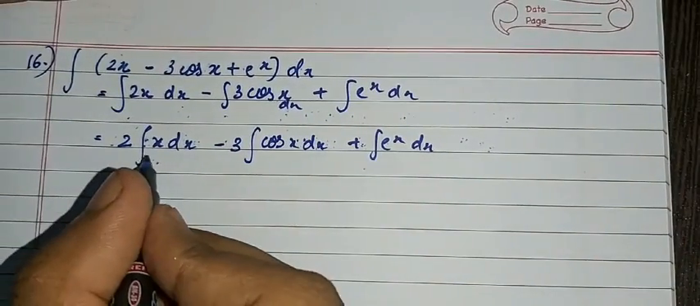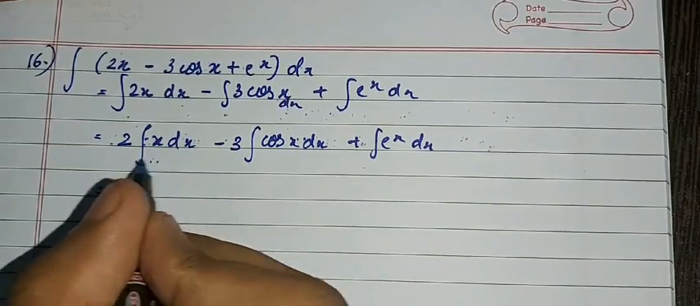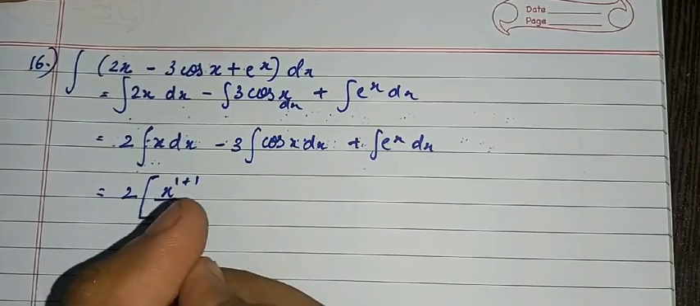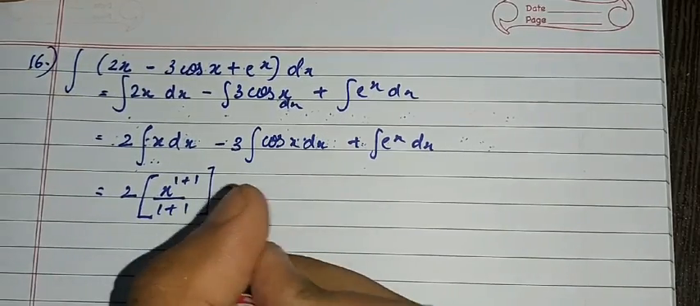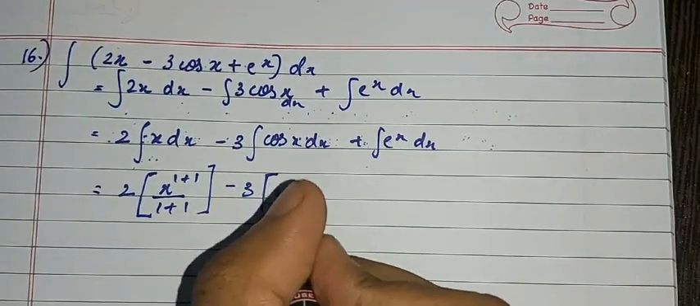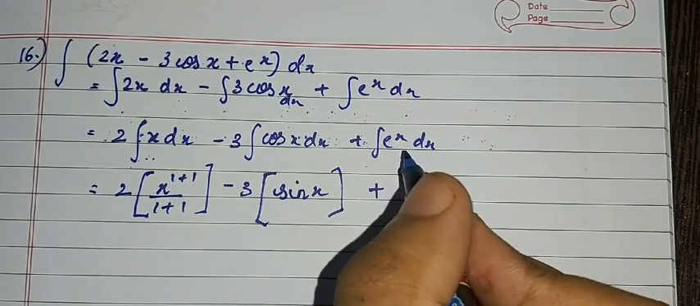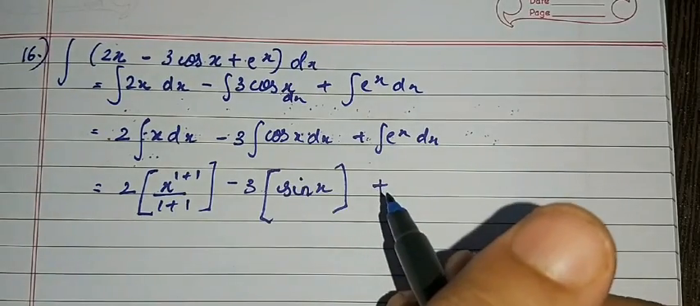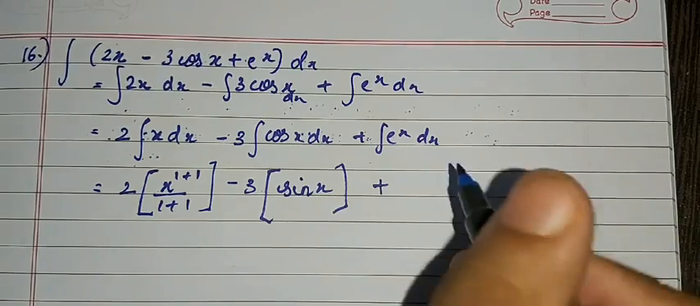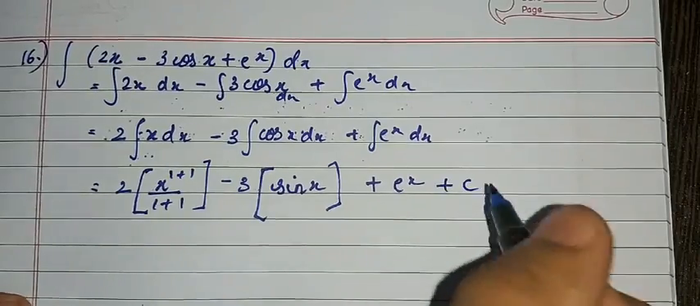Now what is the integral of x dx? x raised to 1 plus 1 by 1 plus 1. So let us write it like this: x raised to 1 plus 1 by 1 plus 1, minus, what is the integral of cos x? The integral of cos x is sin x. So you write it there. And what is the integral of e raised to x? We have learned that e raised to x, its derivative and integral are e raised to x itself. So what is it? e raised to x itself plus c.